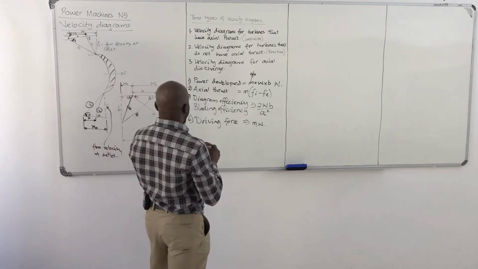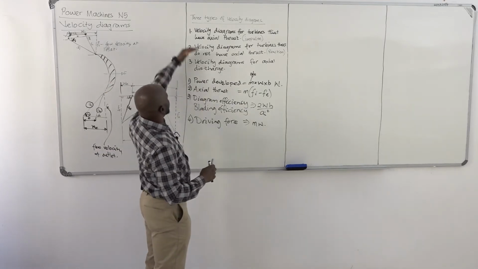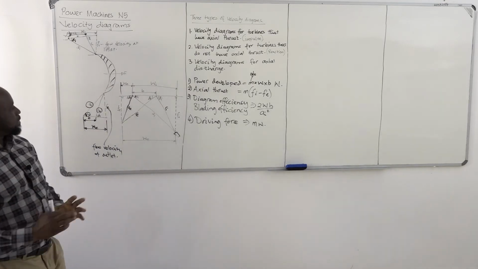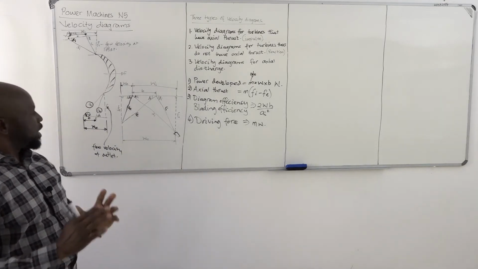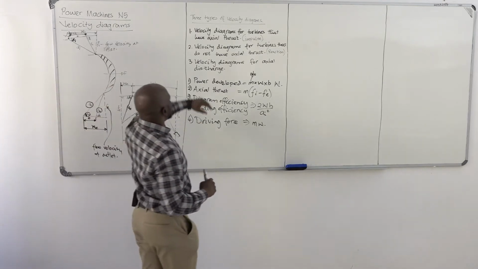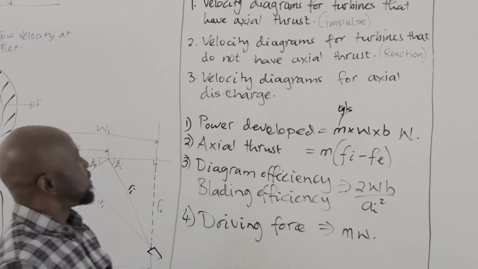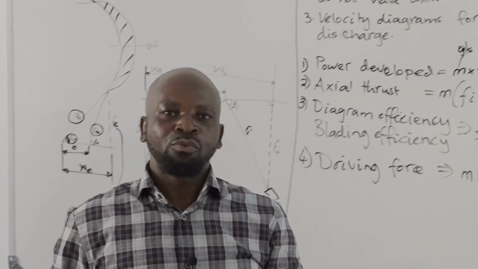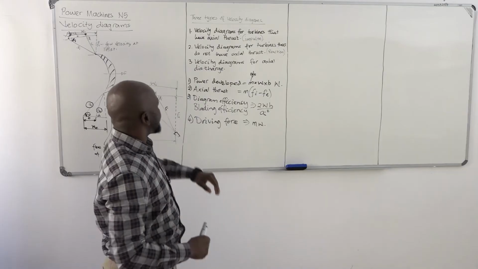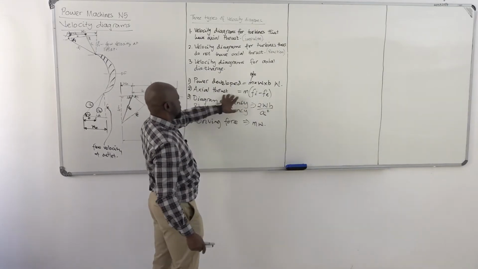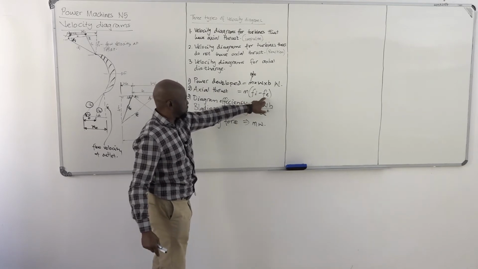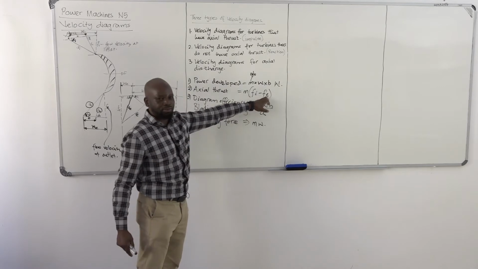Now we want to relate especially the axial thrust to these three that we have at the top there. We are saying axial thrust is equal to M into Fi minus Fe. Now, if a velocity diagram is for an impulse turbine, which has Fi not equal to Fe, it simply means there's going to be axial thrust developed because this is not equal to that.